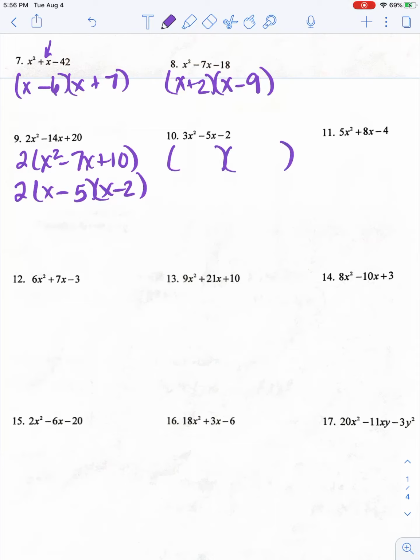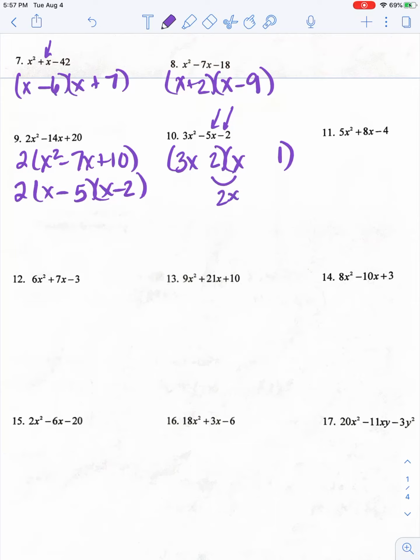Number 10 does not have a GCF. So I'm going 3x and x. Those are my only 2 options. I need to go 2 and 1, but I need to do the 2 and the 1 in a way so that when I put them in there, I'm going to subtract to get a 5. Now, that's really important because I could put a 2 and a 1 in here so that it adds to give me 5. So I'm going to show you the wrong way first.